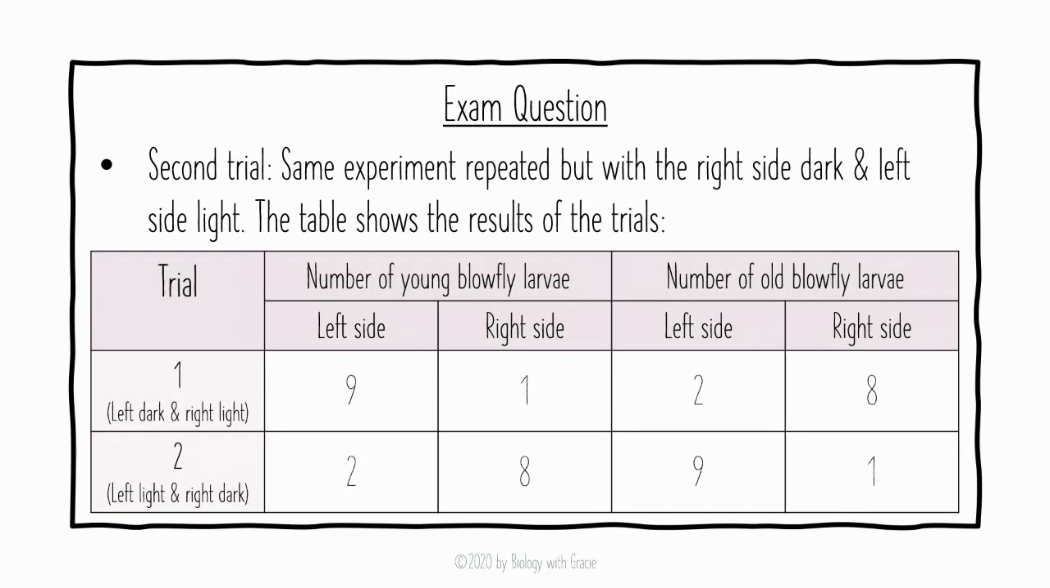So that's a lot of information we've been given. So let's have a look at the table to begin with. So we have number of young blowfly larvae and number of old blowfly larvae, and then we have the left side and the right side. So remember that in the first trial, the left side is dark and the right side is light, and in the second trial, the left side is light and the right side is dark. And then we have the number of young blowfly larvae given for each side for each trial, which are young and which are old.